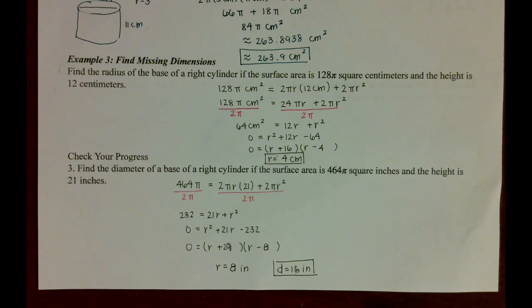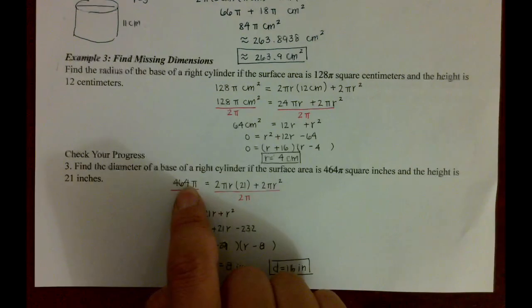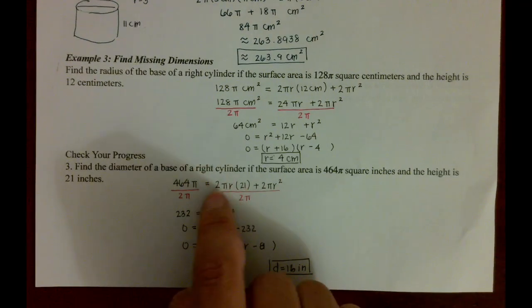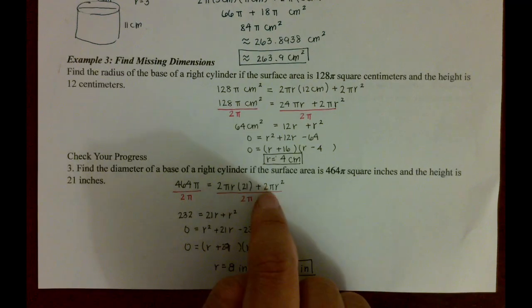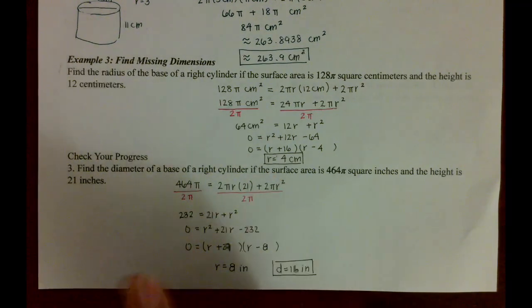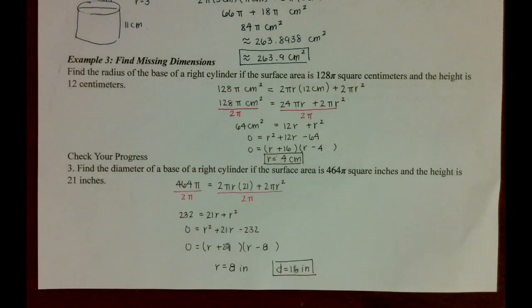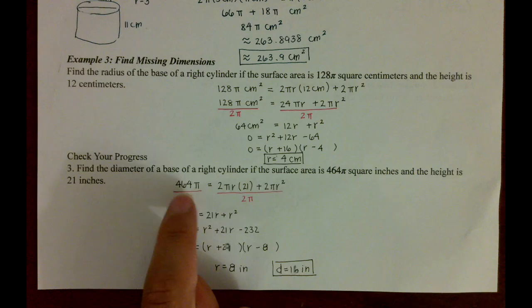Okay, so we know the surface area is 464 pi. How do we get surface area? It's 2 pi r times the height, which I know is 21, plus the 2 of our bases, so 2 pi r squared. Okay. All of the terms here are divisible by 2 pi, so just to make the numbers a little bit smaller, I divided everything by 2 pi.